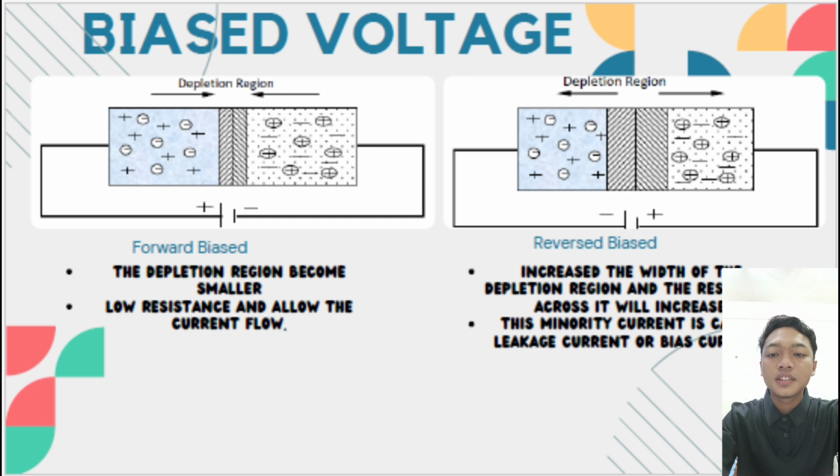In conclusion, in the forward bias condition, the depletion region narrows, resistance is low, and current flows easily. In reverse bias, the depletion region widens, resistance increases, and only a small leakage current is present. Okay, that's all from me.